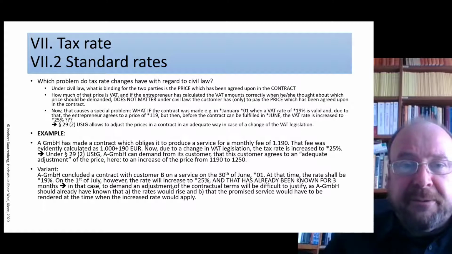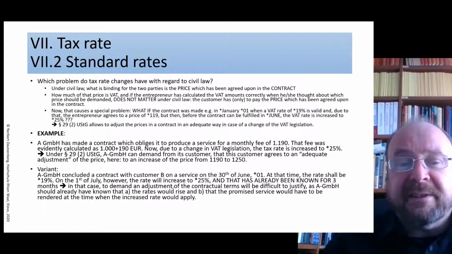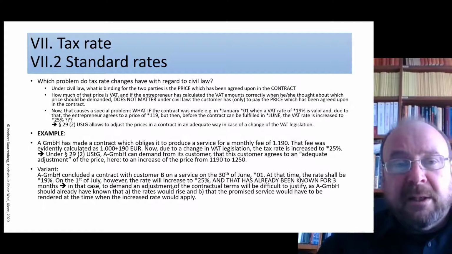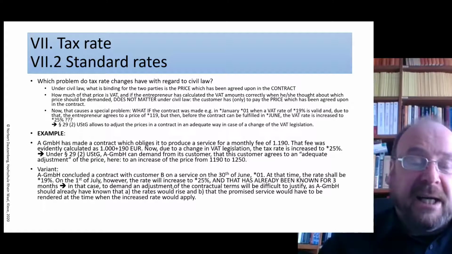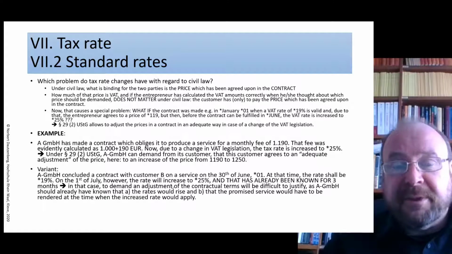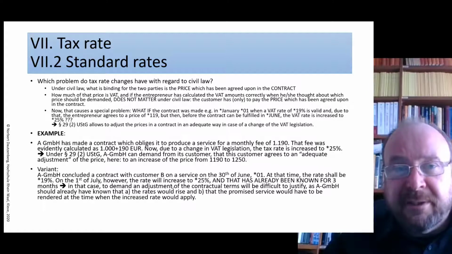Here, for example, it would allow changing the price from 1,190 to 1,250 as an adequate compensation for the change in the VAT law. That's interesting because that's the only thing which you can do to prevent entrepreneurs from being surprised and ruined by changes in the VAT rates. The law says you have a right to an adequate compensation if the tax rate changes, either the entrepreneur or, and also possible, the customer. For example, if the VAT rate is suddenly changed to 5% or so, then the customer could demand an adequate compensation for the fact that now the entrepreneur no longer has to pay 190 euro, so could try to argue I deserve a decrease in the price.